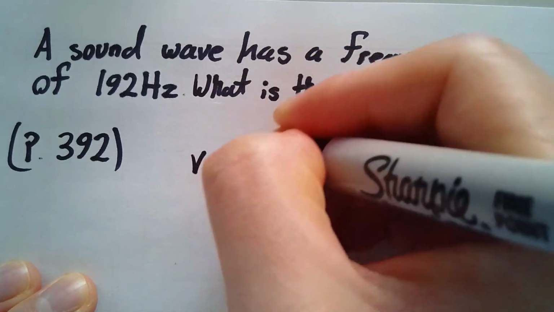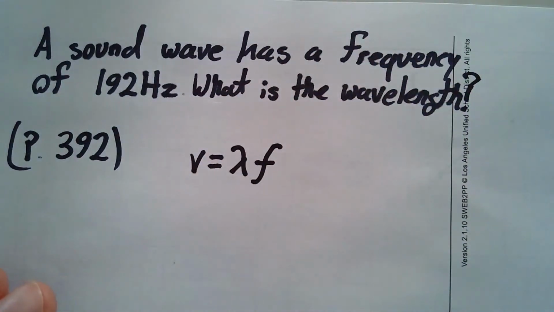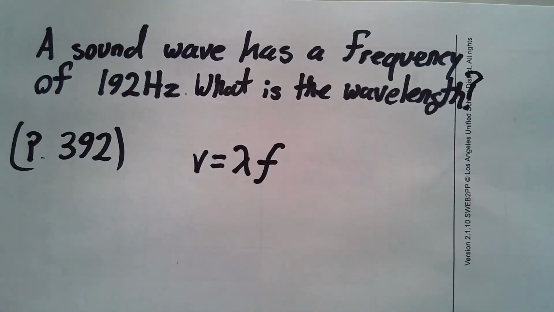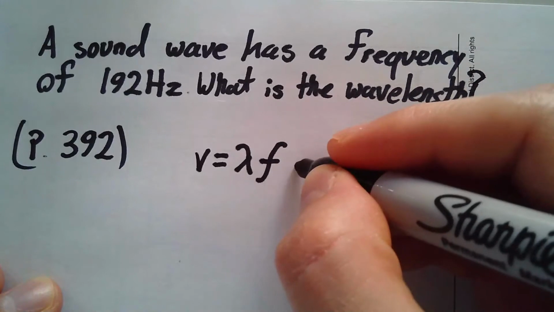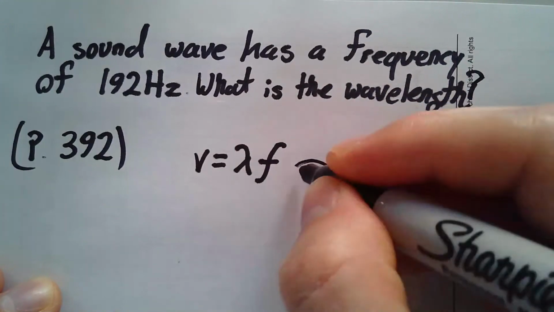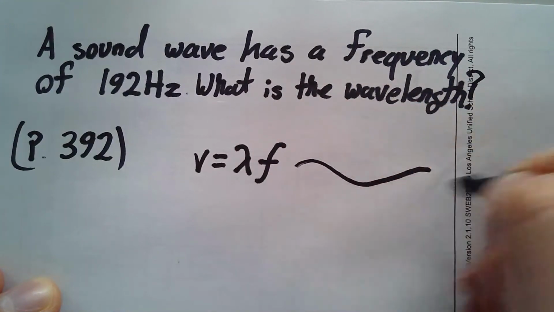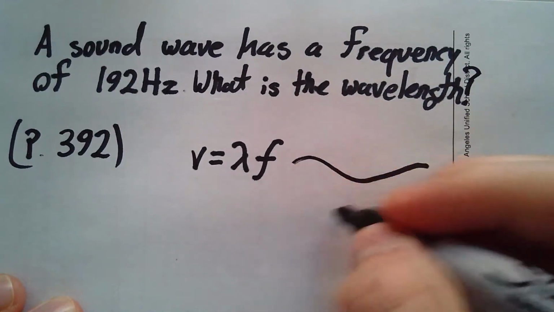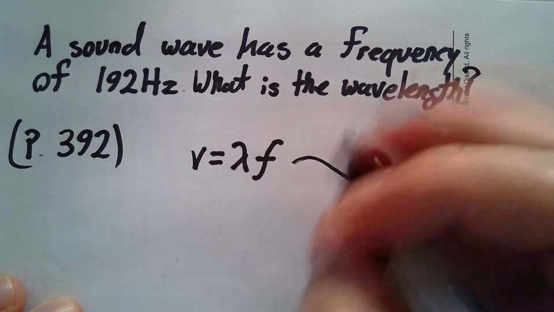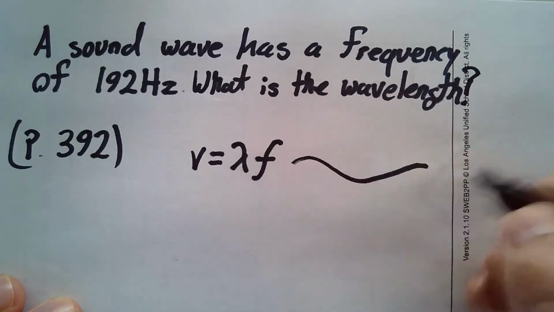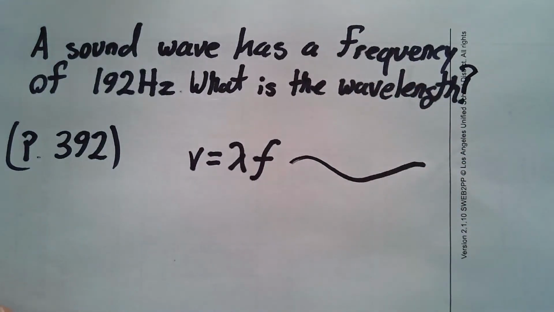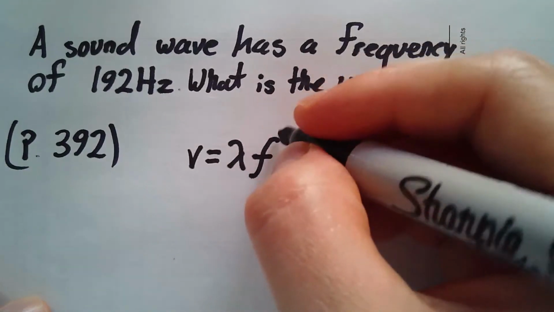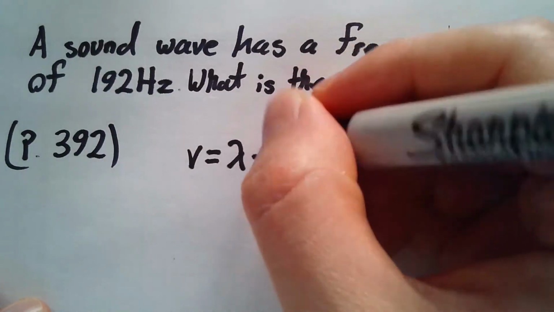v equals wavelength times your frequency, right? That's our wave speed equation. We know that the longer your wavelengths, and the more frequent they are, the faster your wave is traveling by you, right? So if you have a longer wavelength, or a very high frequency, this wave is going to come by you faster.